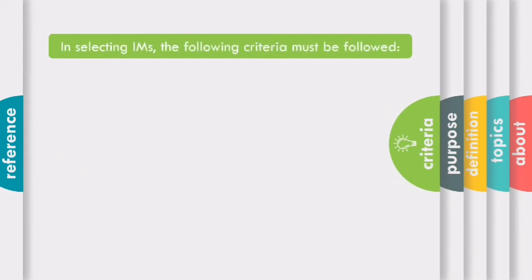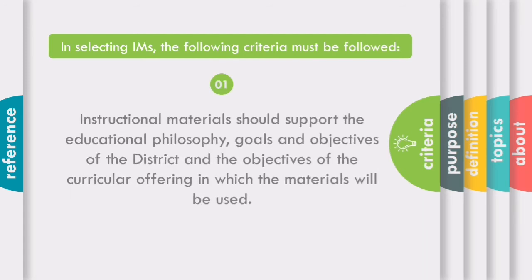We don't just select IMs based on its availability or because we just want to use it. We have to follow a set of criteria and guidelines before using any of the instructional materials. The first guideline: IMs should support the educational philosophy, goals, and objectives of the district and the objectives of the curricular offering in which the materials will be used. We select IMs that are aligned with our set goals and objectives for the learners or the students as well as the curriculum implemented in each school.